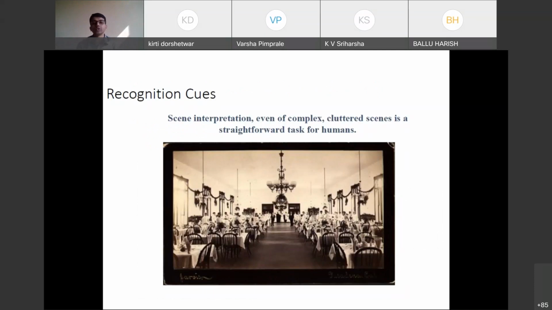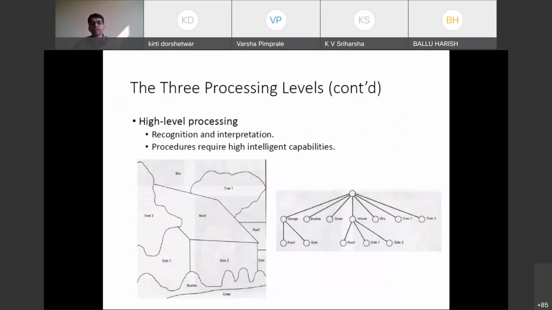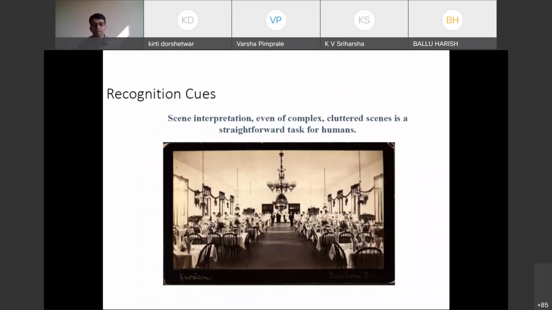So there are recognition cues. Now the earlier example was on the easier side. Let's take the example of a photo that is in front of you. If I ask you to interpret the scene, a human can say that yes, there is some ceremony or function, most probably a wedding function. For us it is very straightforward that there is a chandelier, a dining hall, and some ceremony going on far away from the camera. But for a computer it will be very difficult because it will say it looks something like a hotel. It won't interpret that in the background at the center of the image there is some ceremony going on.